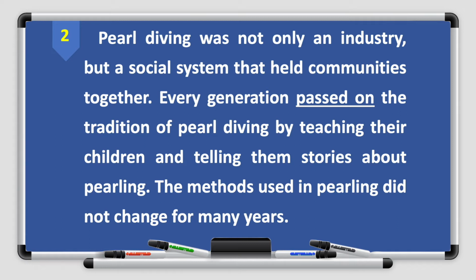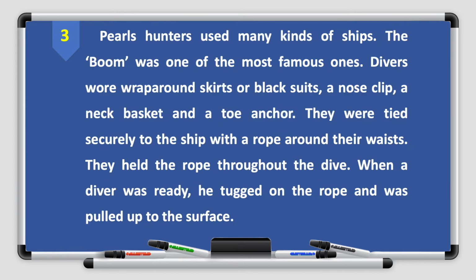Every generation passed on the tradition of pearl diving by teaching their children and telling them stories about pearling. The methods used in pearling did not change for many years. Pearl hunters used many kinds of ships. The boom was one of the most famous ones. Divers wore wraparound skirts or black suits, a nose clip, a neck basket, and a tow anchor. They were tied securely to the ship with a rope around their waists. They held the rope throughout the dive.